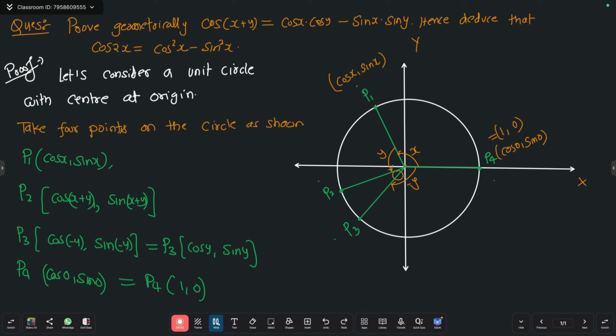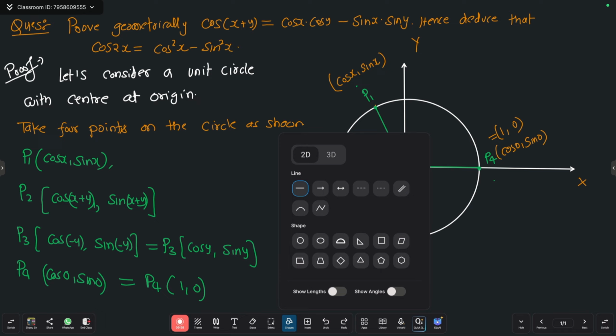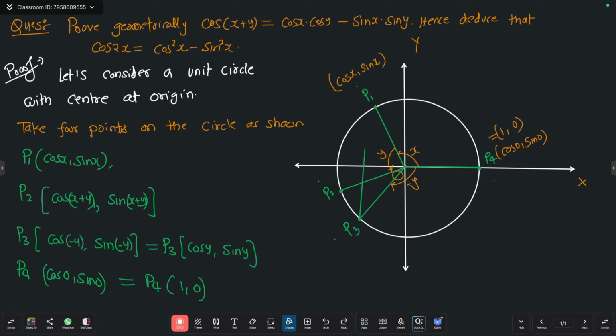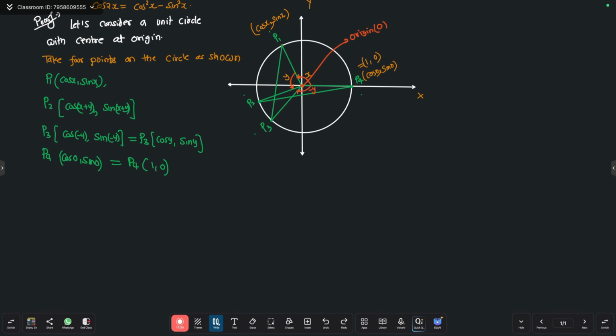Still we need to join P3 P1. See, I am joining P3 P1 here, and I am joining P2 P4. When we join P3 P1 and P2 P4, we can see there are two triangles. One triangle is OP2 P4 and one is OP1 P3. So with the help of these two triangles, we will proceed further. Till here note.